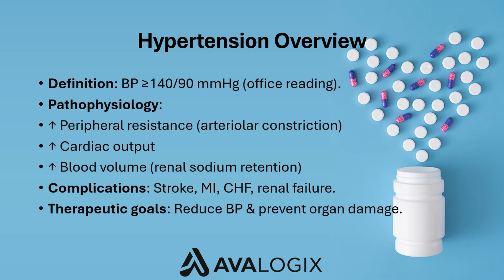The consequences of uncontrolled hypertension are severe: stroke, myocardial infarction, congestive heart failure, and chronic kidney disease. It's called the silent killer because patients often feel fine until organ damage is advanced. So, our therapeutic goal is to bring blood pressure down in a way that prevents these complications without introducing new problems from the drugs themselves.